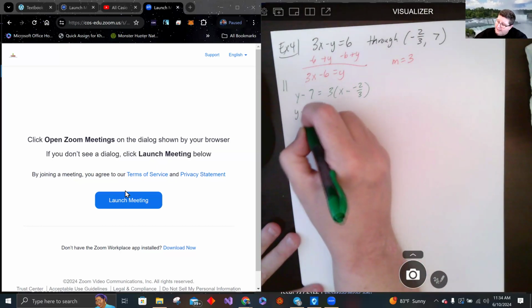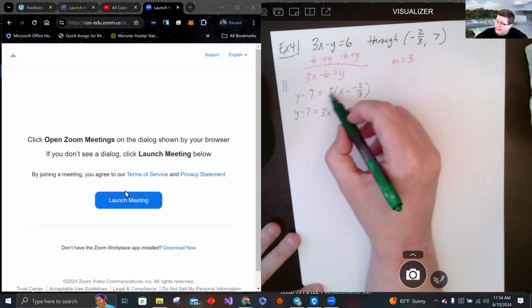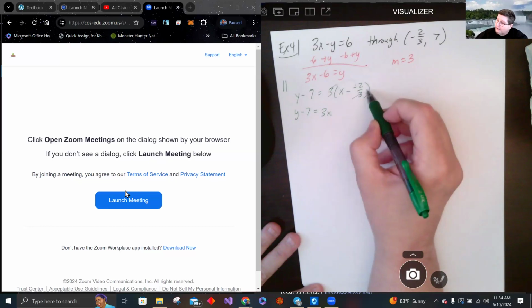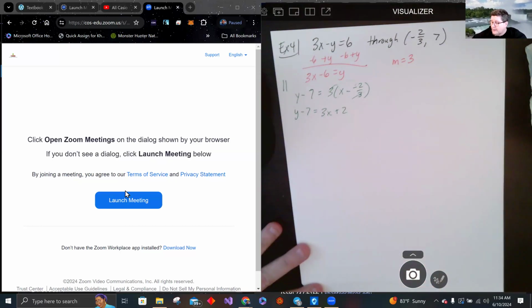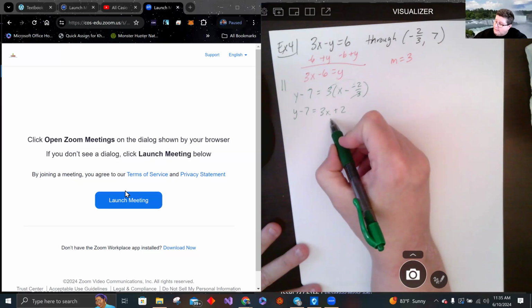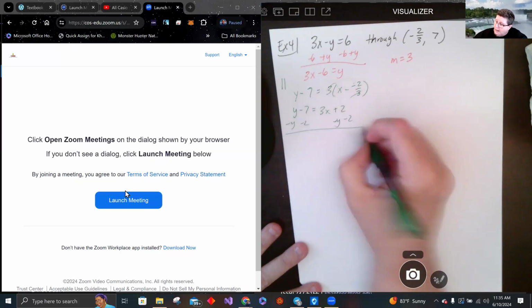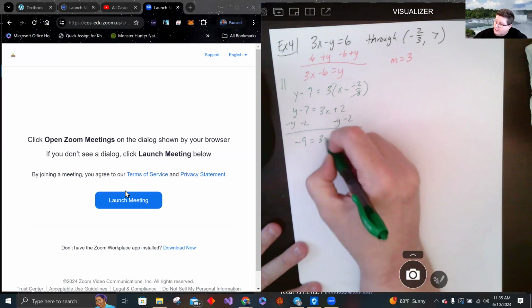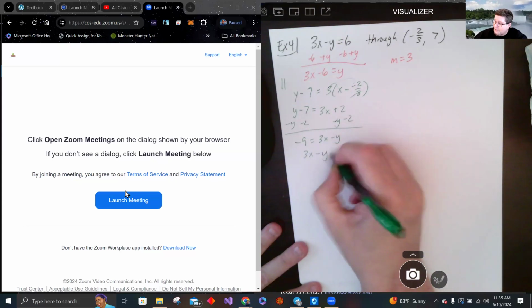Y minus 7 equals 3x. I distribute the 3 and it cancels when I get over here. And I just have +2. I want to keep my x positive, so I'm going to subtract y. And I'll move the 2 over. I have -9 equals 3x minus y. Or if I change the order, 3x minus y equals -9.